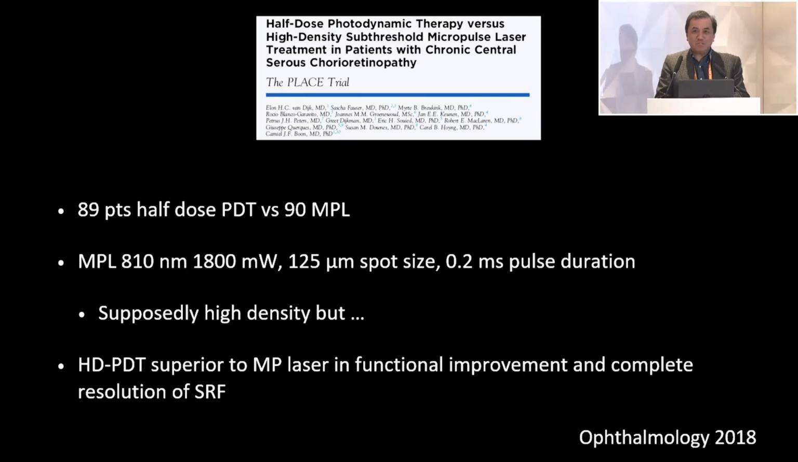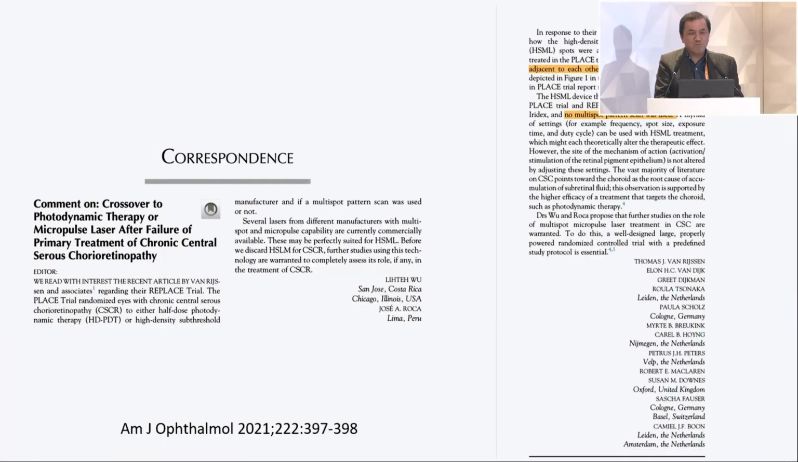So if you have hundreds of eyes and they say, oh yeah, we did spots one next to the other, and they're invisible, I think they really undertreated their patients in the micropulse mode. So we wrote a letter to the editor stating precisely that. And they stated, yeah, the laser spots were positioned adjacent to each other in a non-overlapping fashion, and no multi-spot pattern scan was used.